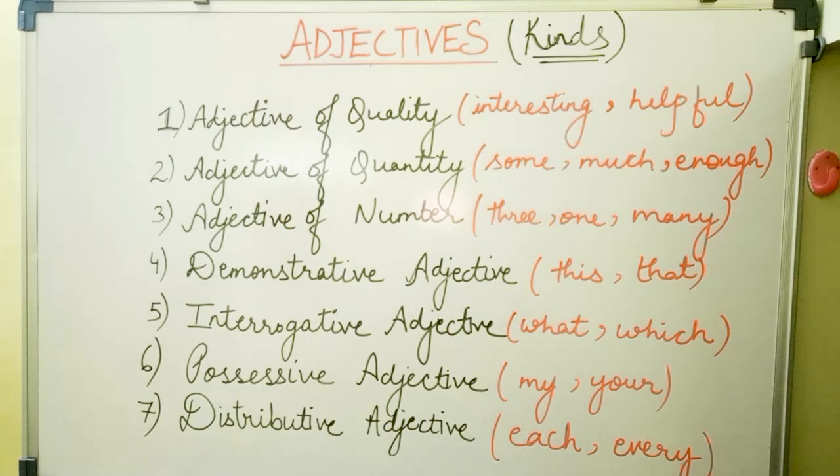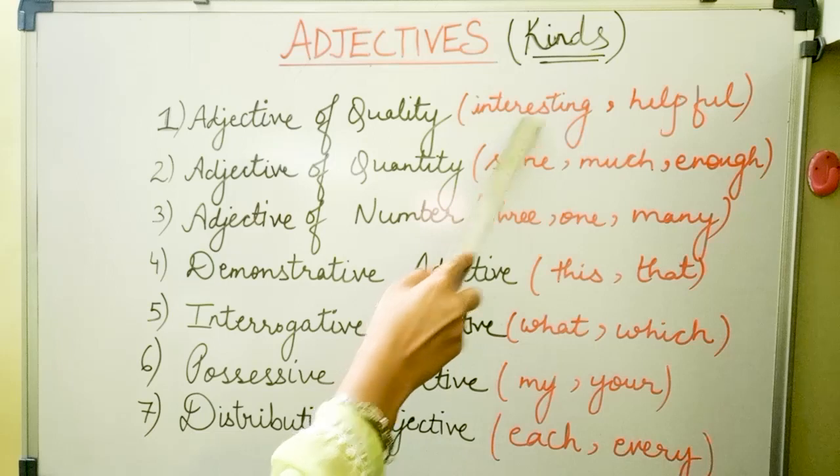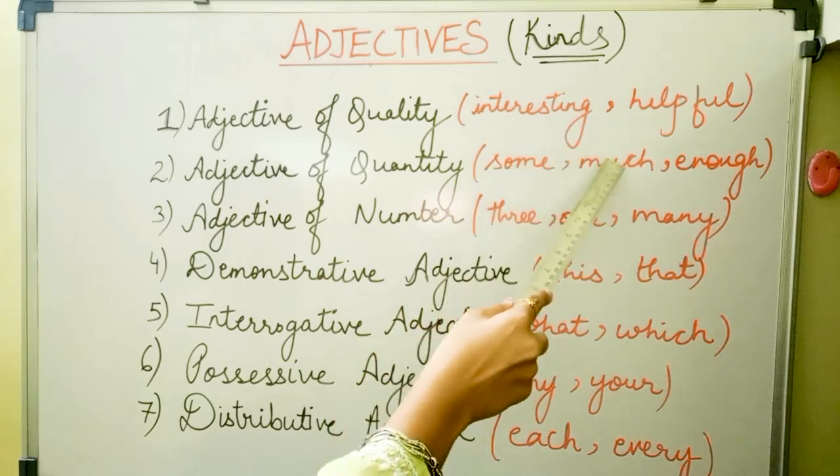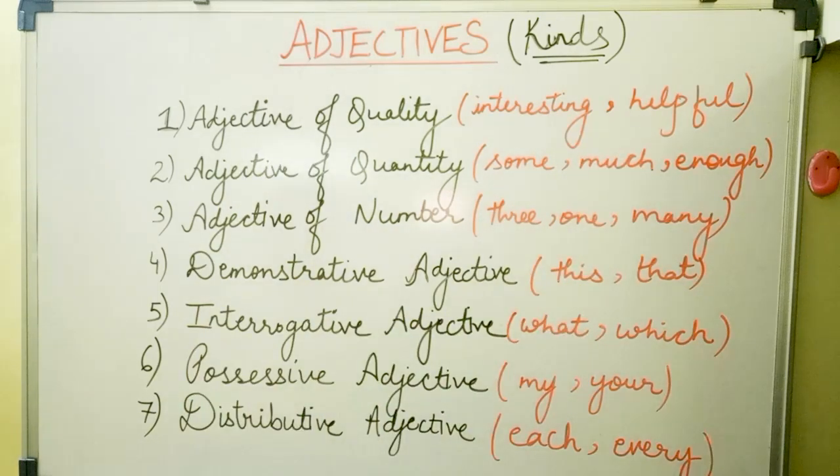Moving over to kinds of adjectives, we'll study 7 kinds of adjectives which are written here on the board. First adjective is adjective of quality, which describes the quality of a person or thing. For example, interesting, helpful. Then second is adjective of quantity. Adjective of quantity specifies the quantity of a thing. Some, much, enough are few examples of adjective of quantity.